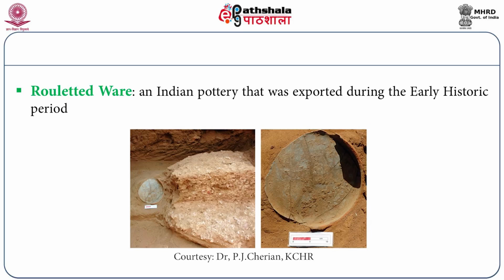This suggests that India was exporting materials right in the early historic period, especially this kind of fine ceramics, which were exported all across the Indian Ocean. This pottery was earlier thought to be a Roman pottery, but recently XRD analysis has proved that it was produced in the Bengal Delta. This is one important marker of the early historic period.